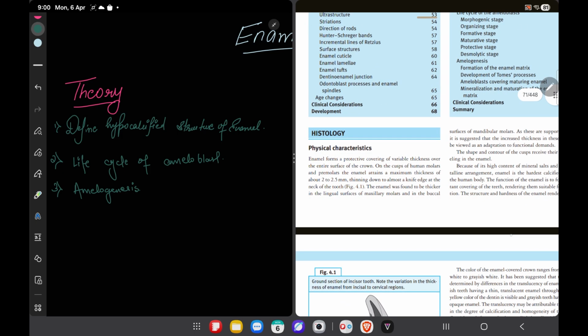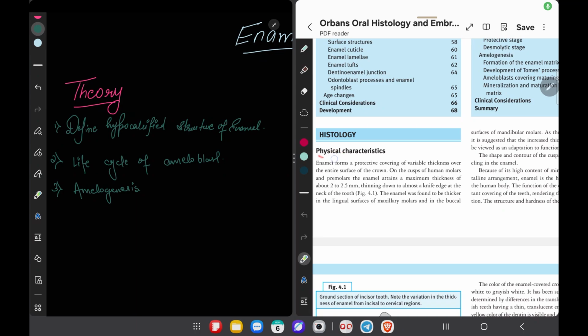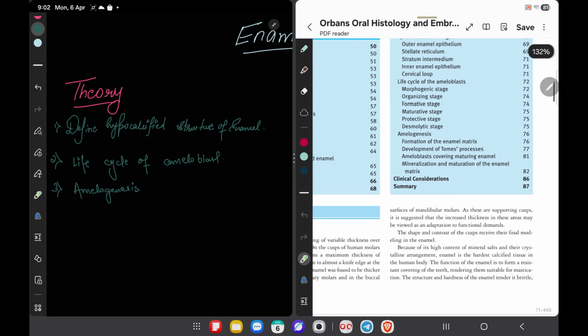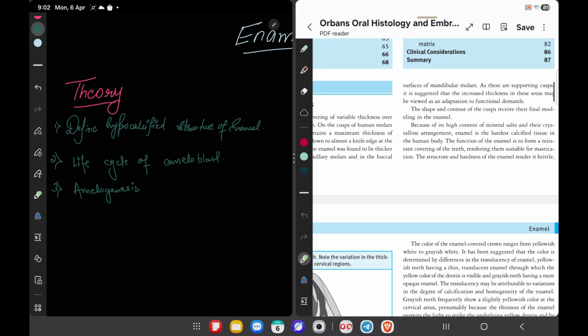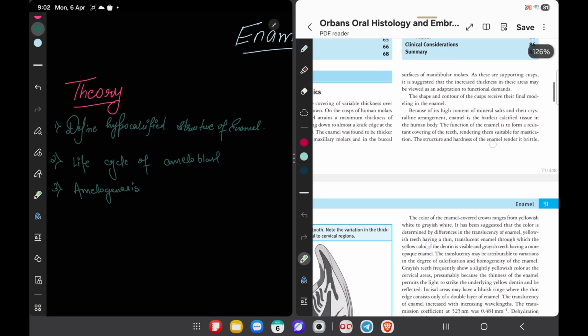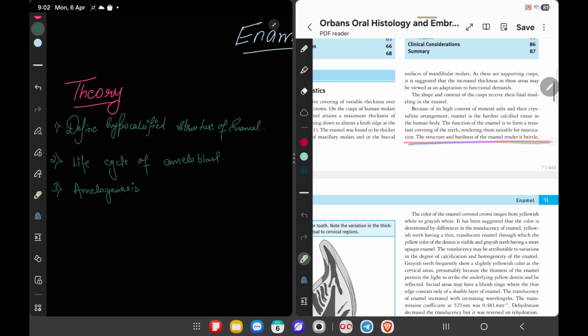Now, physical characteristic of enamel. In this topic, we will discover all the outer appearance, all the physical things that enamel holds. Like enamel forms, I already told you what enamel is. First of all, the definition is very important. If you're writing any answer, you have to first describe what enamel is. This is all about the physical appearance of enamel, how enamel appears in mandibular molars and maxillary molars, and the hardness of the enamel, which is brittle.